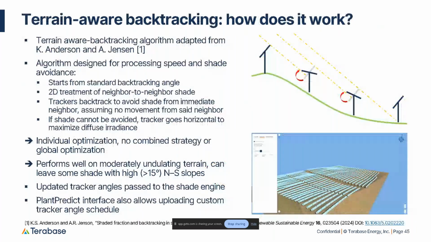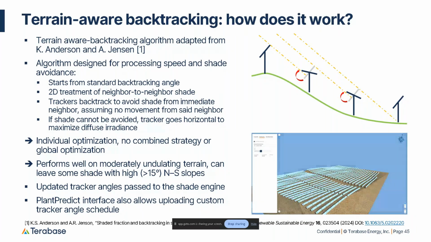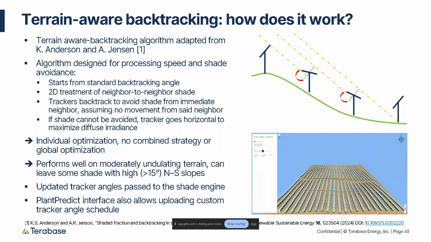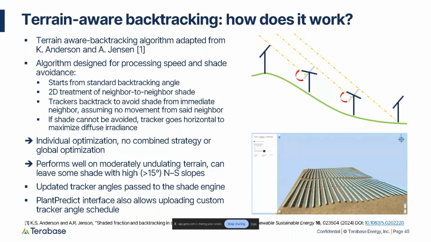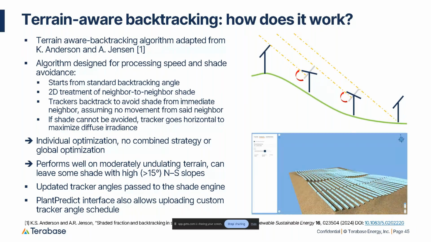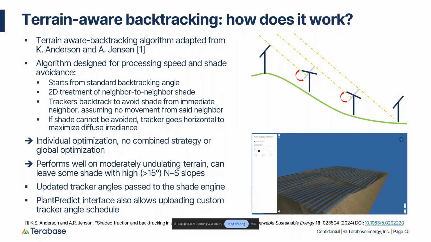Now, onto the next part. Now that we have reviewed the 3D shade engine, let's see about the terrain aware backtracking and how this works. The algorithm is adapted from the work of Kevin Anderson from Sandia National Lab and Adam Jensen from Denmark Technical University. You can find the paper here at the bottom. And we adapted the algorithm for speed and shade avoidance.